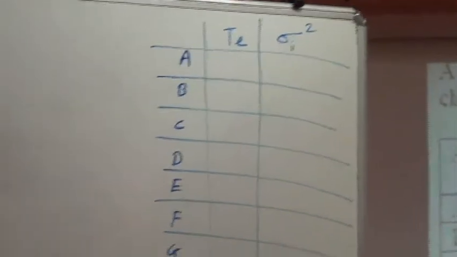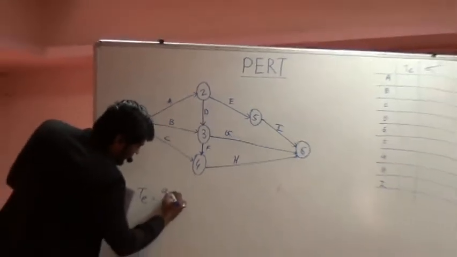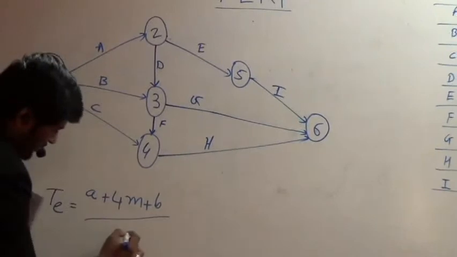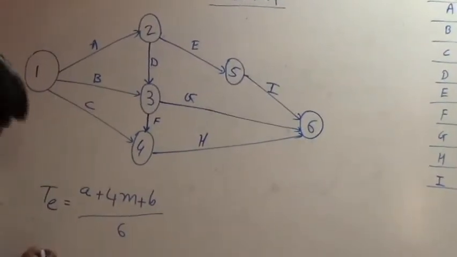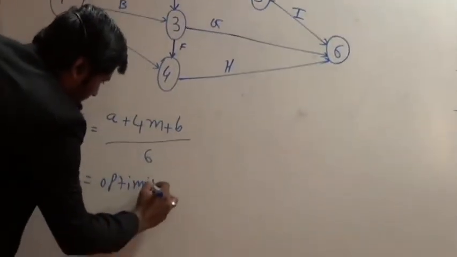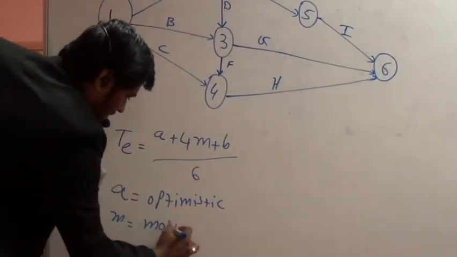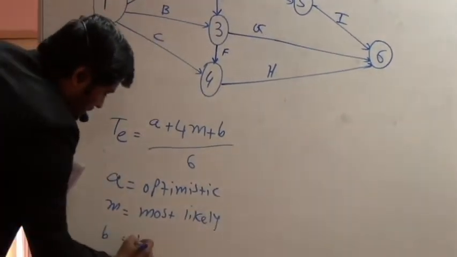Now how to find out the 2 columns mentioned over there? One column, the first one, is about estimated time. The formula for estimated time is (A plus 4 times M plus B) upon 6. In this equation, A is the optimistic time, M is the most likely time, while B is the pessimistic time.